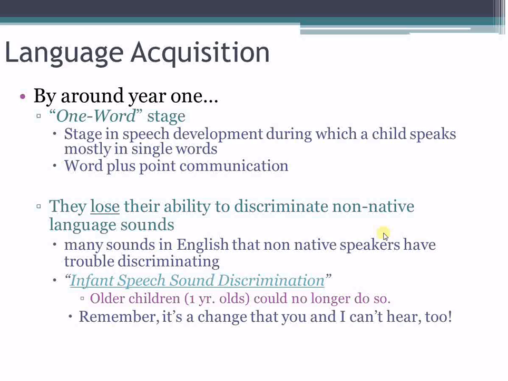mostly speaking in single words. If you watch this video, Infant Speech Sound Discrimination, you can see that the kids no longer are able to make the distinction between those non-native sounds.